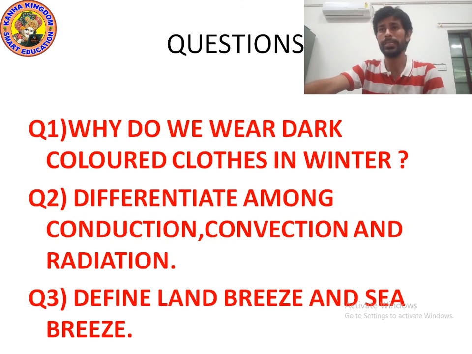Next question: differentiate among conduction, convection and radiation. Write the difference between them. What is conduction? Conduction is the process by which heat is transferred in solids from the hotter end to the colder end. And what is convection? Convection is the process by which heat is transferred in liquids and gases from the hotter end to the colder end. And what is radiation? Radiation is the process by which heat is transferred from one place to another without the help of any medium.